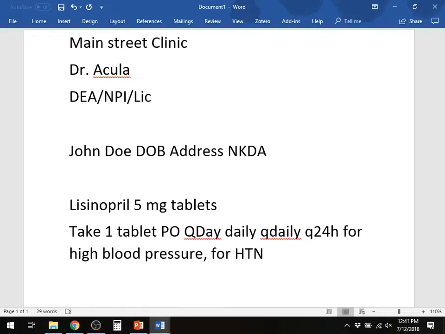So, okay, I have my indication, how much they're going to take, how they're going to take it, all that good stuff. Now, what do I want to include? Yeah, so I want to include the quantity to dispense in these cases here. So I have to put my quantity, and I can put how many.